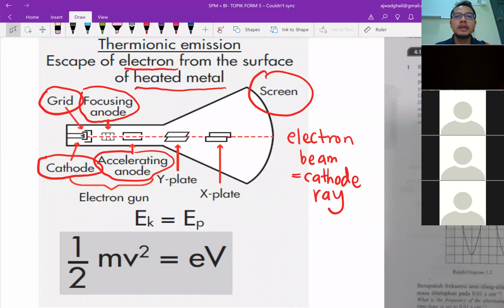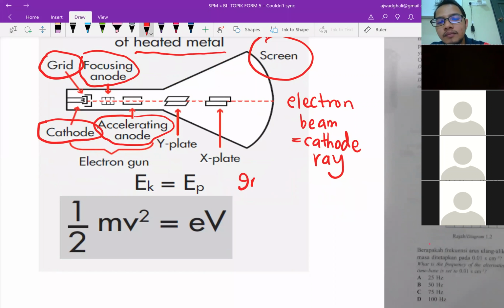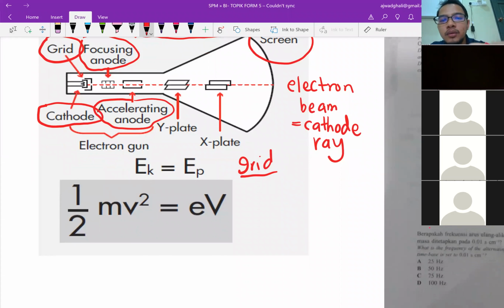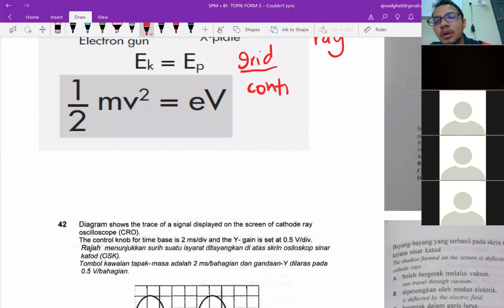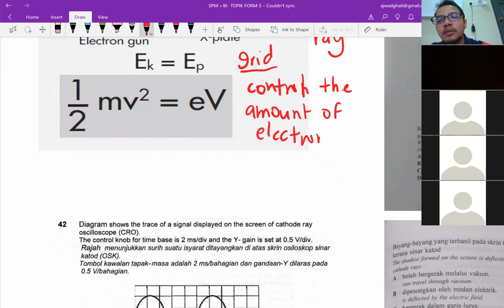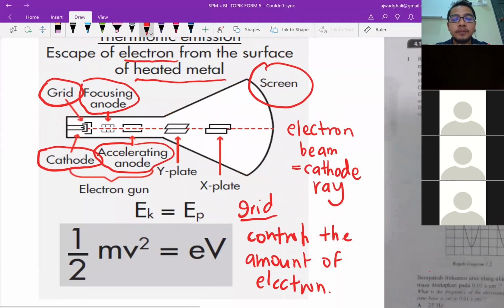For focusing and accelerating, the function is really clear because the function is named after the part: focusing anode to focus the electron beam, accelerating anode to accelerate the electron beam. Okay, what is the function of grid? The function of grid is to control the amount of electron. So basically, grid is for controlling the brightness.